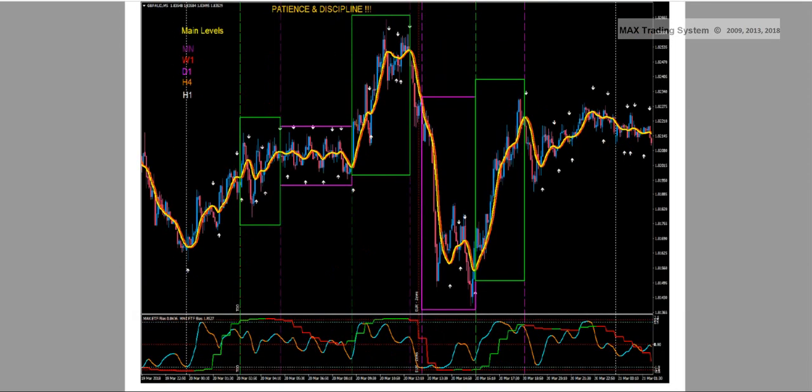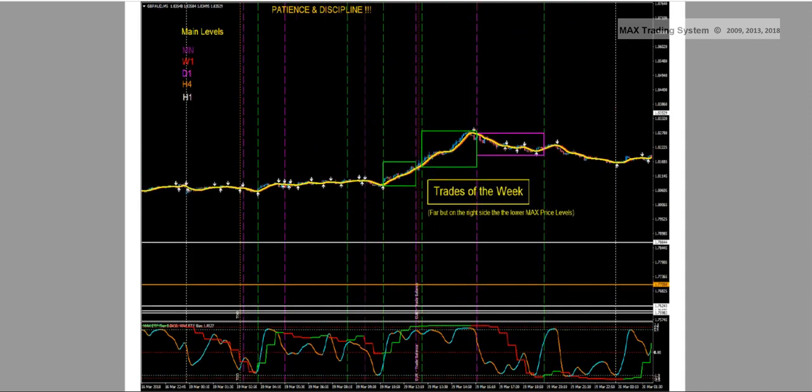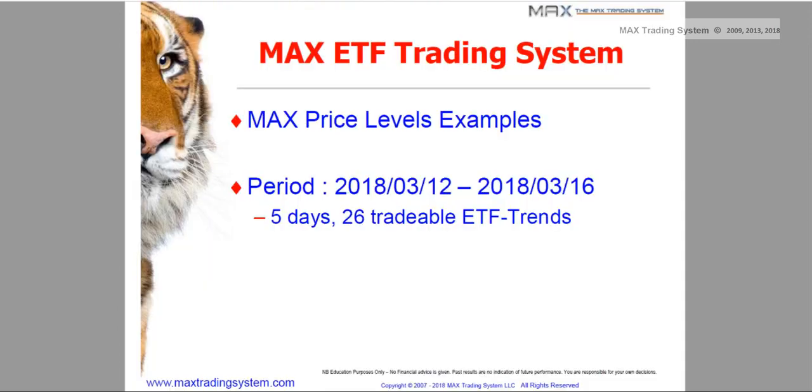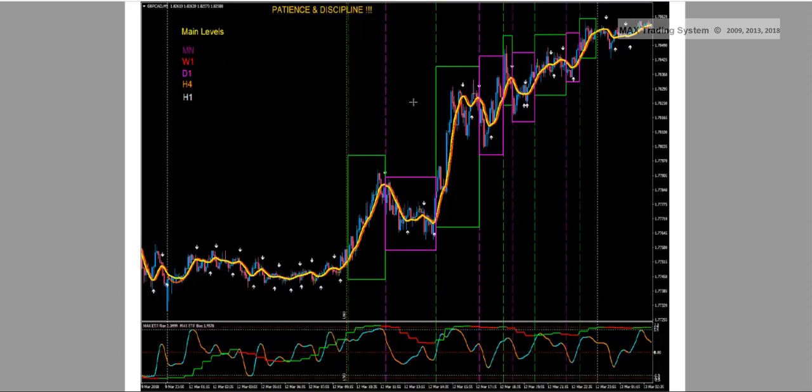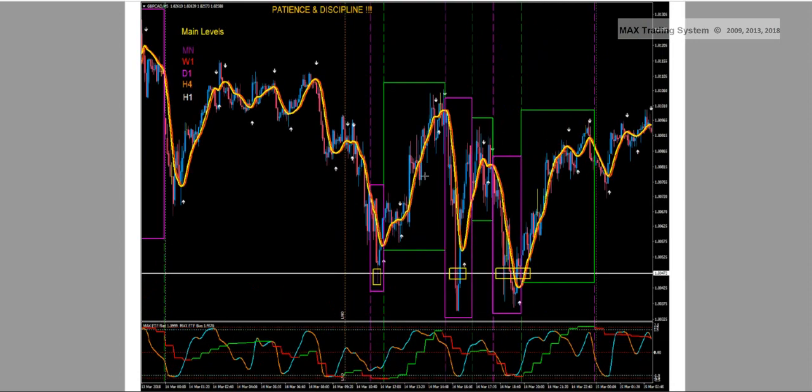So for those who subscribe to this max price level, we have 2 formulas, 1 free subscription and 1 paid subscription. Even with the free subscription, I send these charts, helping you to see what these ETF trends are and how the price reacts to our max price levels. Okay?